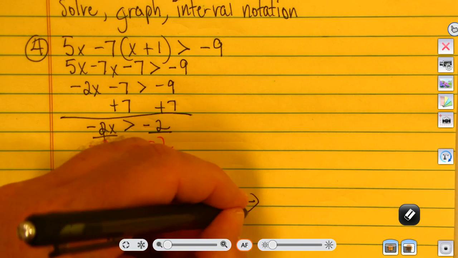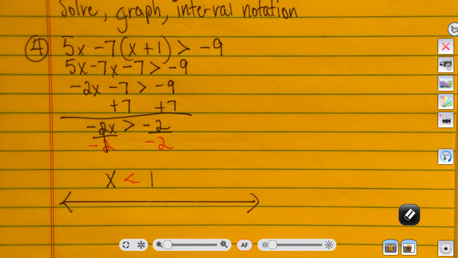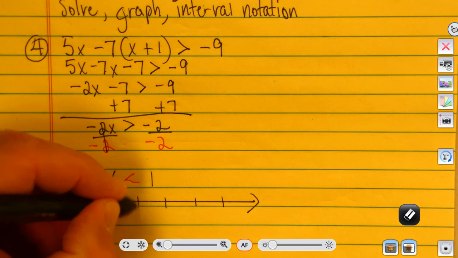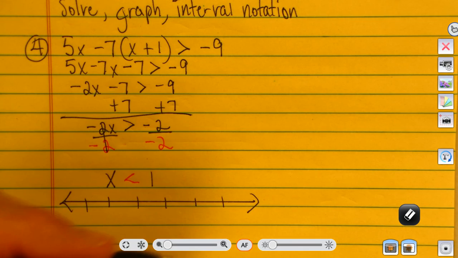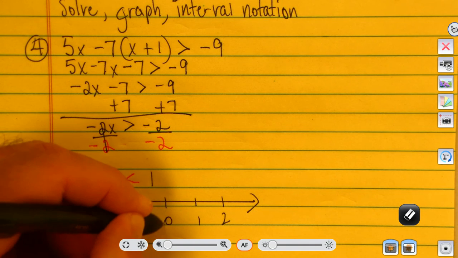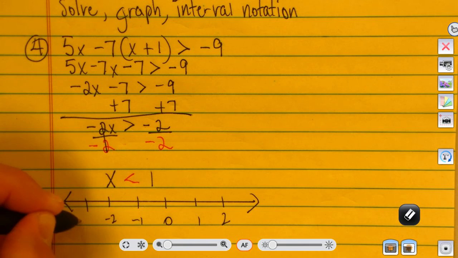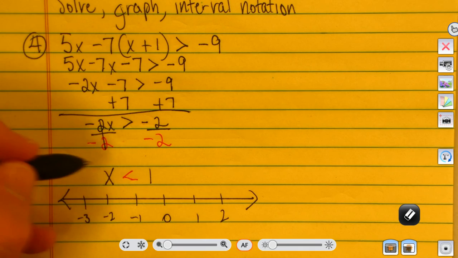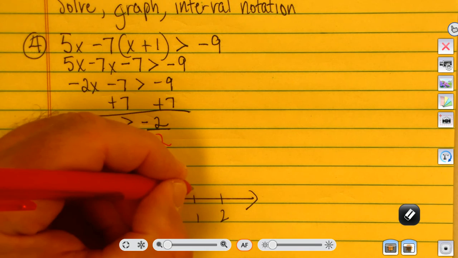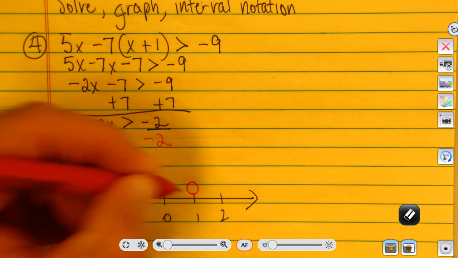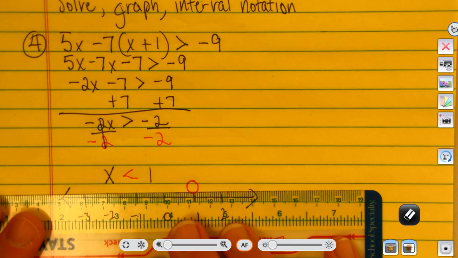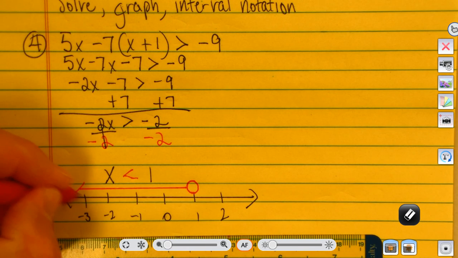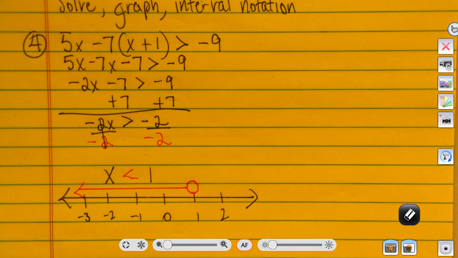Which brings us to the number line. Okay? So it says x is less than 1, so I'll just include a few numbers on my number line. It is less than 1, so I put an open circle on 1. And every value less than positive 1 is a solution. Okay, so my arrow is going to go to the left.